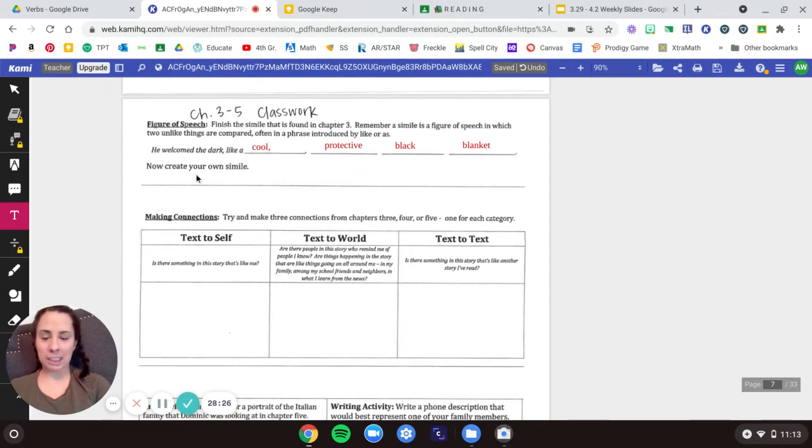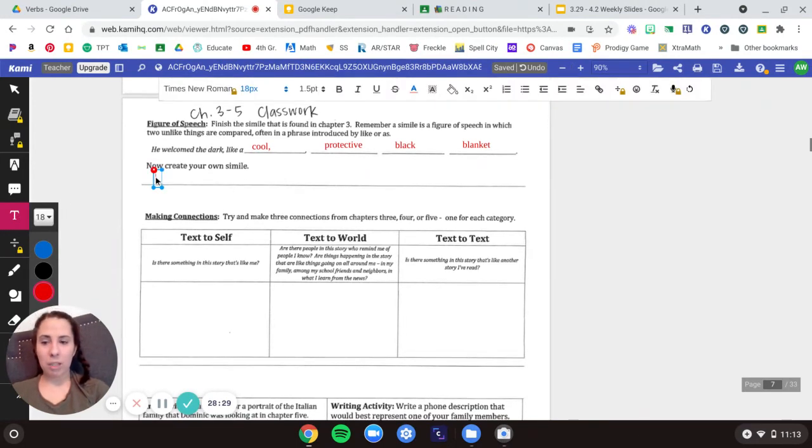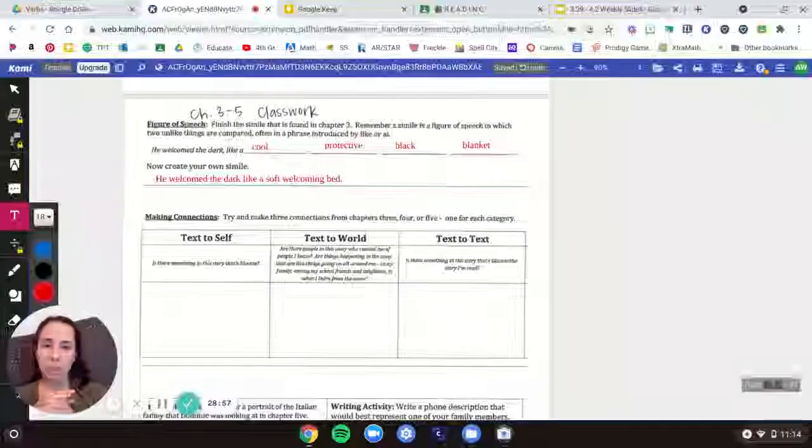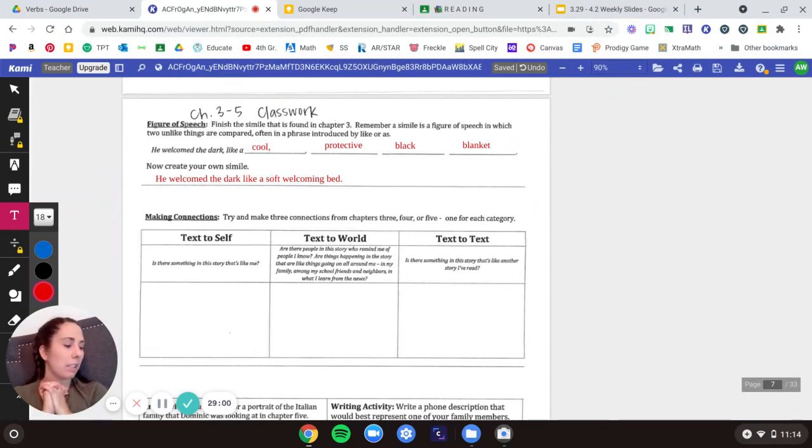You're going to make up your own simile down here. Maybe I'm going to keep my beginning part. He welcomed the dark like... What would I imagine the dark like? Like a soft, welcoming bed. Right? Like I'm finally relaxed, kind of like a protective black blanket, like a soft, welcoming bed. I'm comparing those two different things using that word like or as.